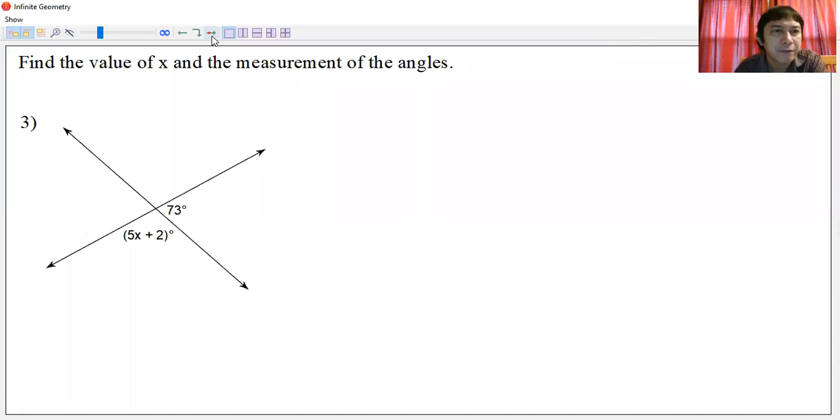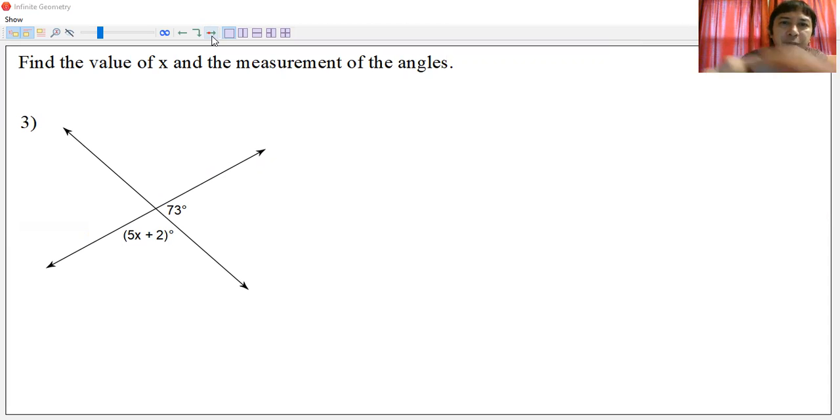Third. Find the value of x and the measurement of the angles. If you analyze the diagram, you can see 2 lines intersecting, and it looks like some vertical angles are there. But the angles we need to get are not part of the vertical angles. It's part of a linear pair.